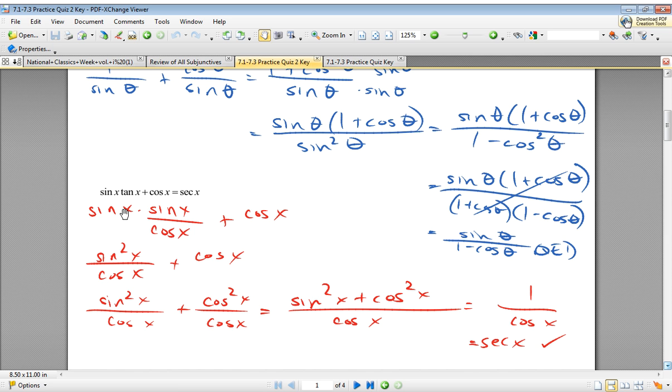So we have sine x times sine x over cosine. So sine times sine is sine squared. And this is already in cosine. So we have sine squared x over cosine plus cosine.